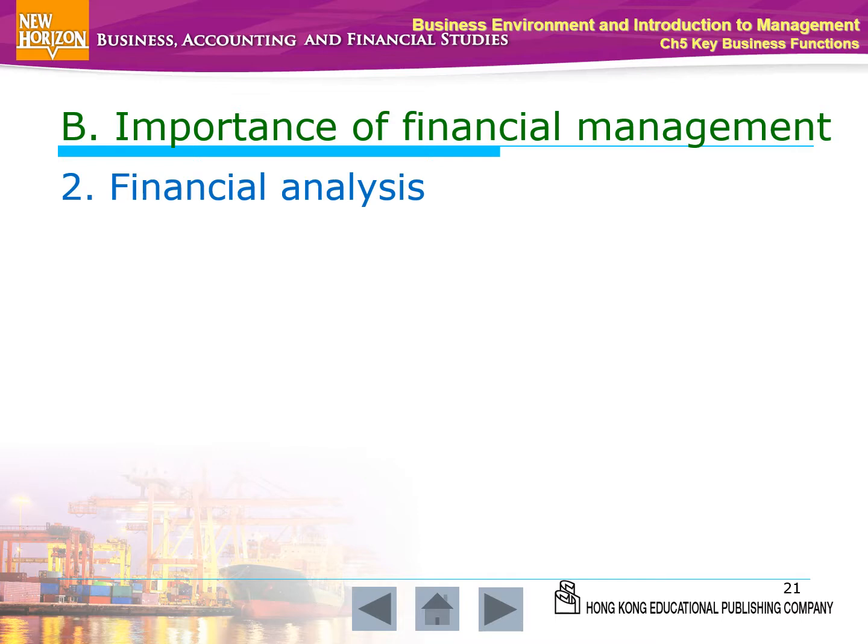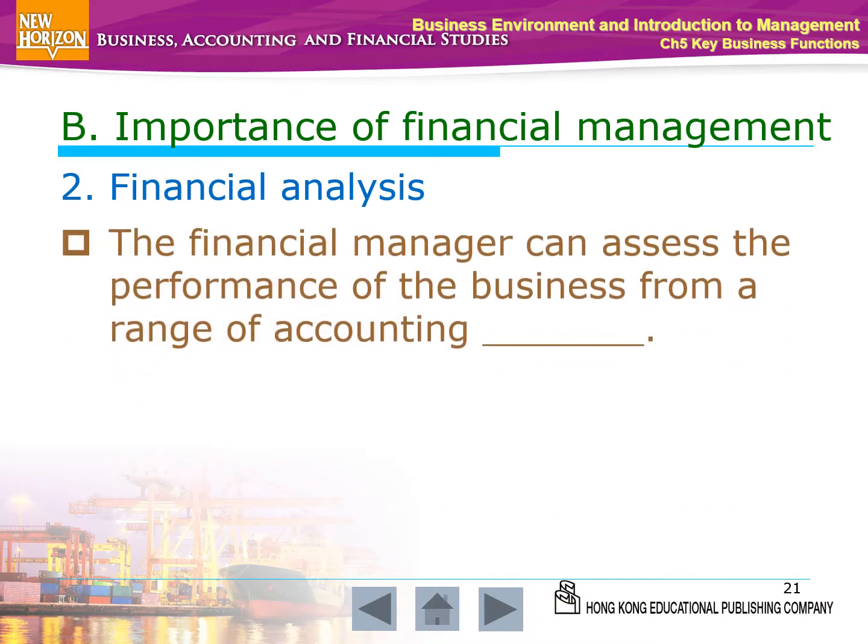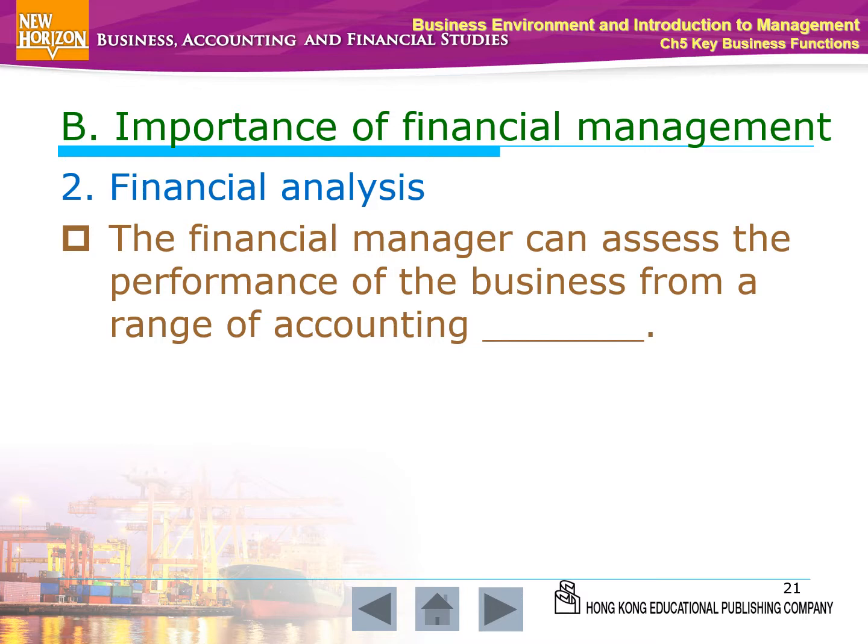Okay, second, the financial manager will do financial analysis. They will assess the performance of the business from a range of accounting ratios. You have learned some ratios in paper 1. They are called current ratio, quick ratio, gross profit ratio, net profit ratio, and return on capital employed. Okay, there are also further ratios which are used to assess the performance of the business in this year or across businesses in the same industry.